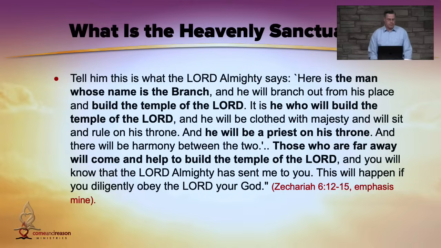Well, let's look at scripture. Tell him this is what the Lord Almighty says: Here is the man whose name is the Branch. Notice it's capitalized. It's referring to Jesus. He will branch out from his place, and his place is in heaven, and build the temple of the Lord. It is he who will build the temple of the Lord, and he will be clothed with majesty and will sit and rule on his throne, and he will be a priest on his throne. And there will be harmony between the two. Those who are far away will come and help to build the temple of the Lord. And you will know that the Lord Almighty has sent me to you. This will happen if you diligently obey the Lord your God. Zechariah 6:12-15.